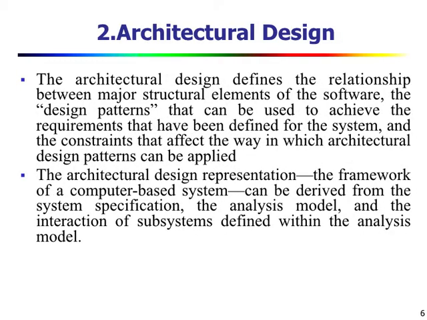Then we have architectural design. Architectural design defines the relationship between major structural elements of the software, the design patterns that can be used to achieve the requirements that have been defined for the system, and the constraints that affect the way in which the architectural design patterns can be applied. So, the architectural design representation can be derived from the system specification, analysis model, and the interaction of subsystems defined within the analysis model.